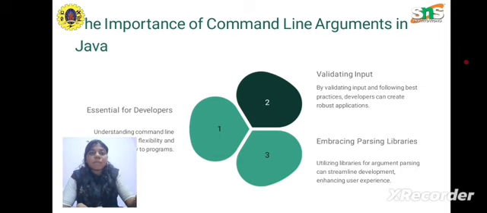Let's see the specific importance of these arguments in Java. They add flexibility and interactivity to the program, they allow automation and easier script integration, and make the application more dynamic. So by following those best practices and using parsing libraries when needed, you can create Java applications that are both powerful and user friendly.